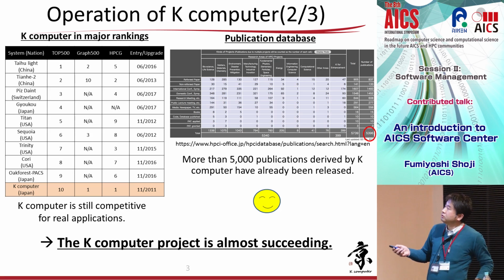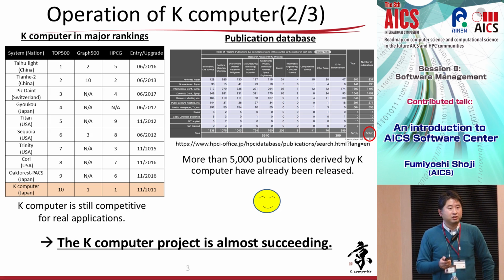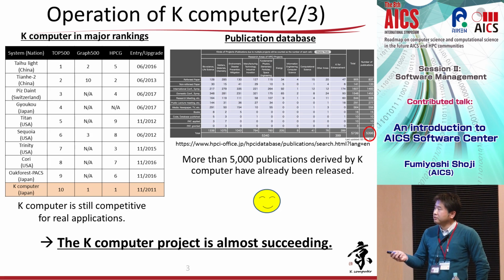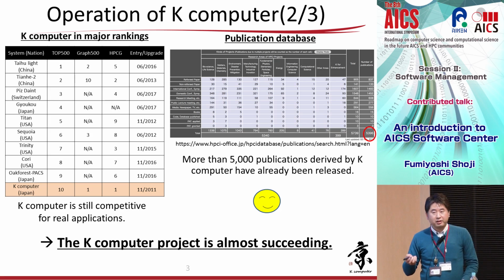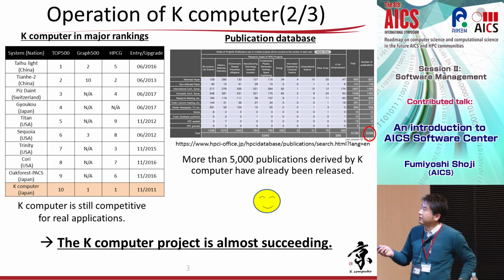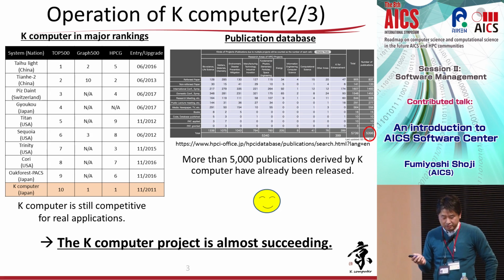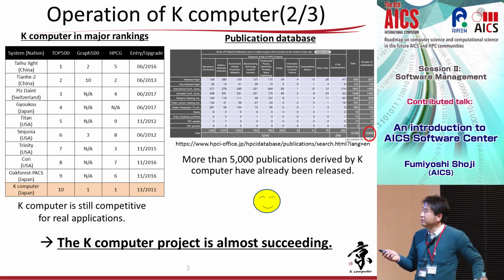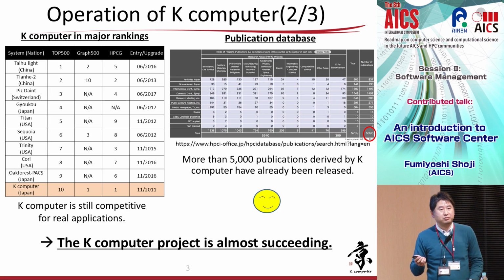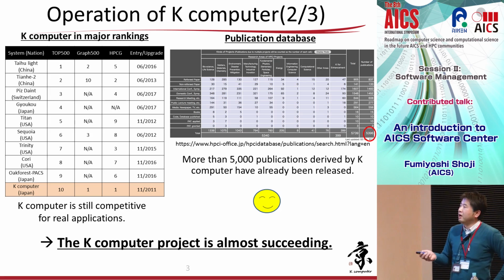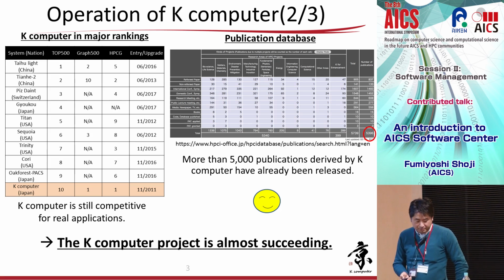And the right table shows a snapshot of the publication database. You can check in this URL all of the publications and the breakdown of the publications by the type of use and the type of publications. And you can check the total publications from the K computer. It's more than 5,000 publications from the K computer. So we also say the K computer project is almost succeeding.